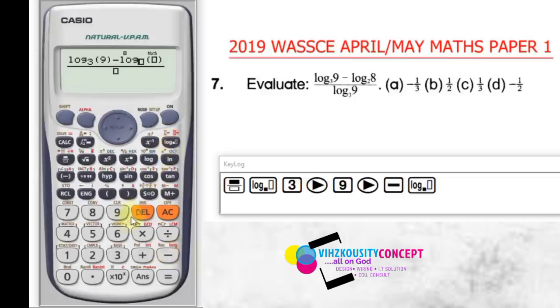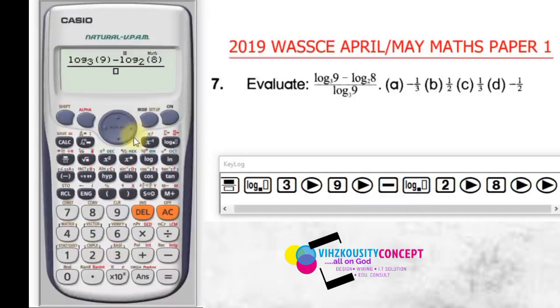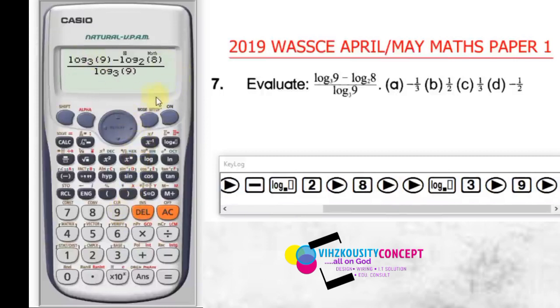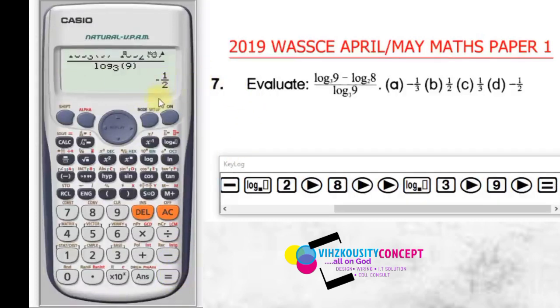Again, we have log to base 2, but we are finding log to base 2 of 8, and then we can go to the denominator and input the value for that, which is log to base 3 of 9. And then looking at the equation, we want to ascertain that we didn't make any mistake. That's always a very good thing to do, to check that we're on the right track. And once that is confirmed, we can just press the equal to sign, and the answer is here, minus 1 over 2, meaning that option D, minus 1 over 2, is the correct solution to this question.